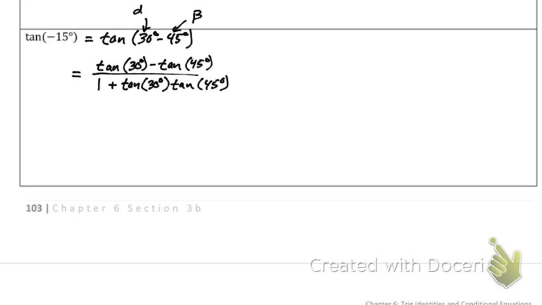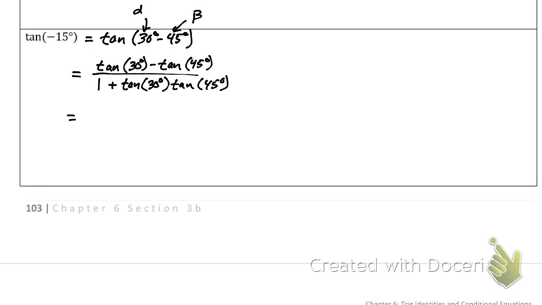Tangent of 45 degrees, that's the easy one. It's 1, because remember, tangent is sine over cosine, and sine and cosine are the exact same thing at 45 degrees. So tangent must be 1 there. What is tangent of 30 degrees, though? Yep, square root of 3 over 3.